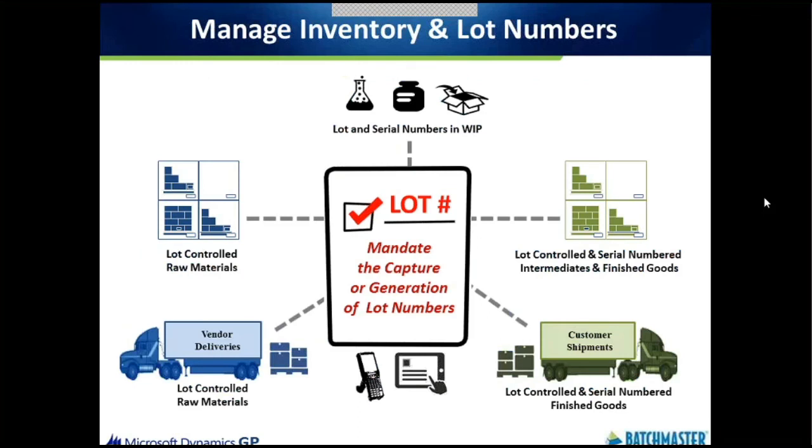Now, the application tracks all the lot-controlled inventory within the plant from the time of delivery to the time of shipping. Diane mentioned a little bit about lot control inventory and the generation of the lot numbers. And it's important to note that it mandates the capture of this information, or it will assign a system-generated lot number at the time of receiving or at the time of WIP. And that's for intermediates, co-products, and byproducts as well.